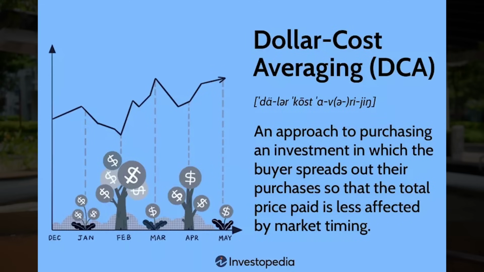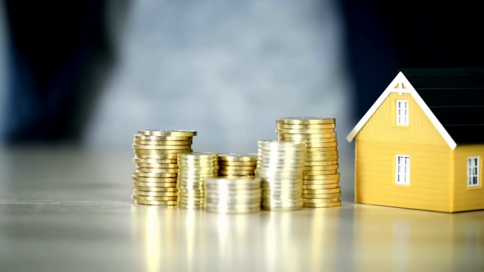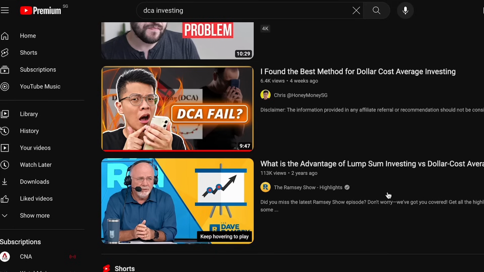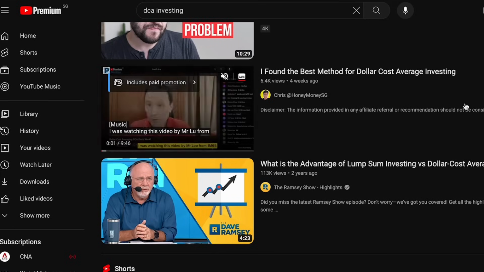By now, you all should be familiar with dollar cost average or DCA investing, which is one of the most popular long-term investing methods whereby you put in a fixed amount of money at regular intervals so that you can invest regularly, automatically, regardless of its price and market conditions, and that is all without any emotions because it is all automated.